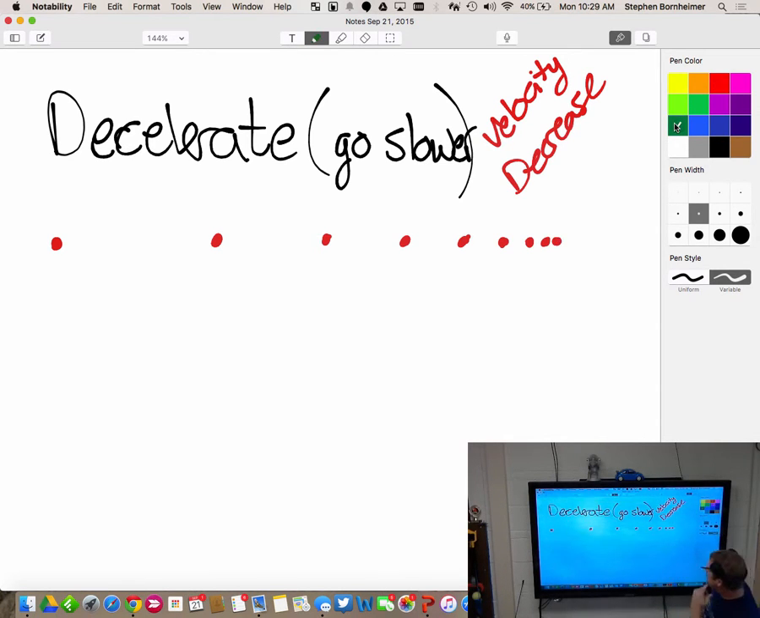So, like on the other diagram, I'm going to draw my velocity vectors. Or in English, arrows.